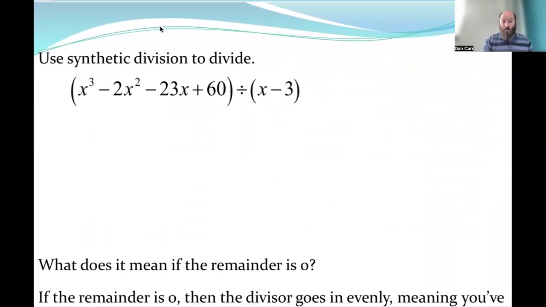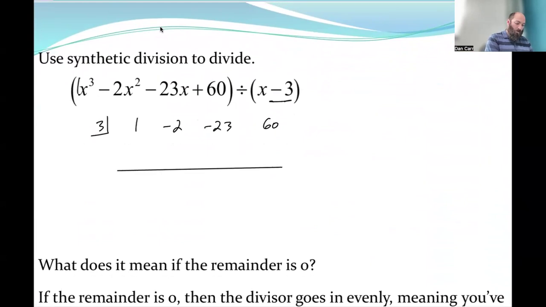Let's do the synthetic division for this problem. So if I do my synthetic division, as a reminder, I start with the 1, do all my coefficients. So 1, -2, -23, 60, divided by x minus 3. So I'll put a positive 3 off to the side. And now I can run through my program. So I bring the 1 down.